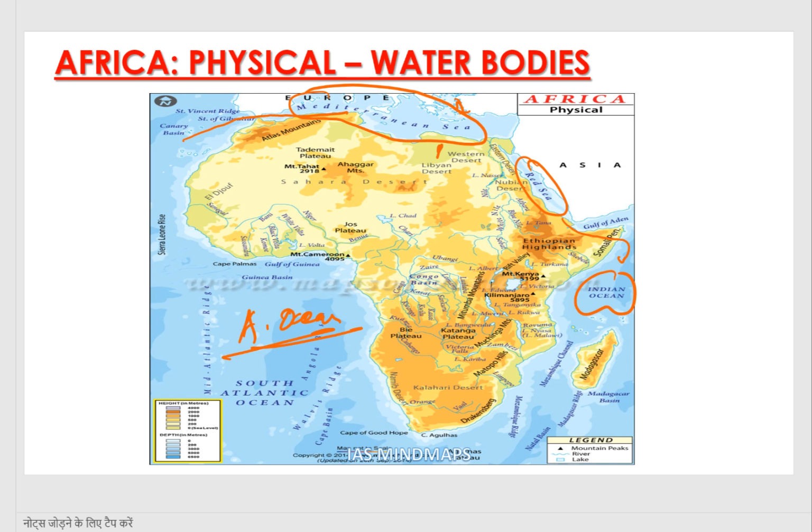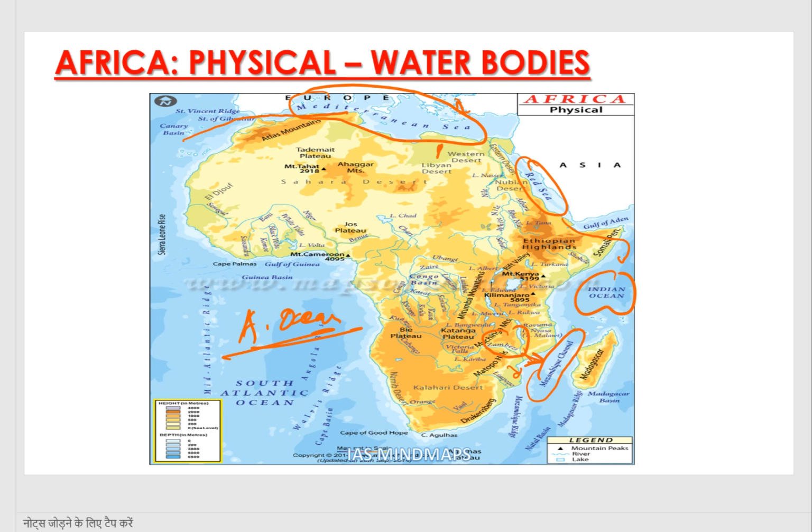And between Madagascar and the continent of Africa is present a channel termed as Mozambique Channel, after the country which is lying upon this coast. So Mozambique Channel is very, very important. And what is important is one famous river, Zambezi, drains into Mozambique Channel. Apart from this, there is another water body.